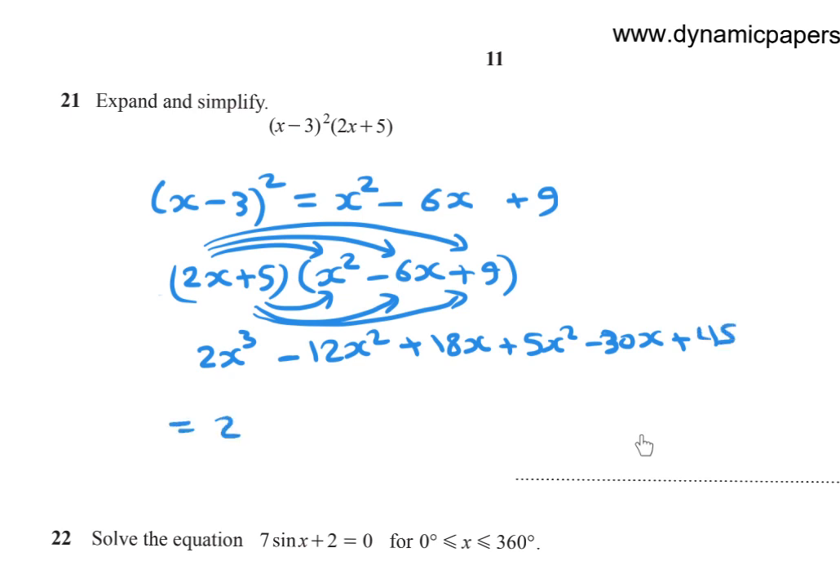Now combine the like terms. So 2x power 3, negative 12 and positive 5, so negative 7x squared. 18 and negative 30, so negative 12x. Negative 12x plus 45.